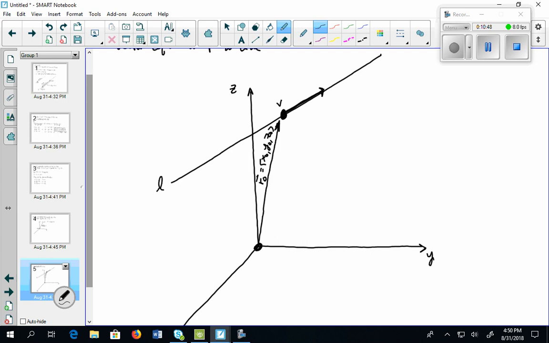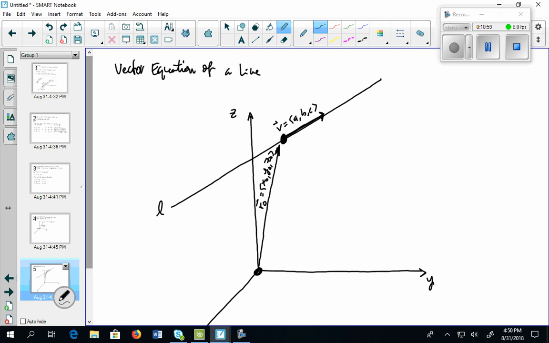And that's my vector v, and it will have components a, b, c. I'll put a little hat on v there. So that's telling us the direction of the line. The vector is going in the direction of this line. It's parallel to the line.